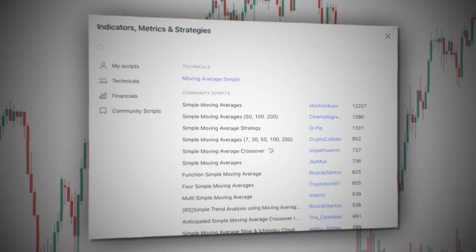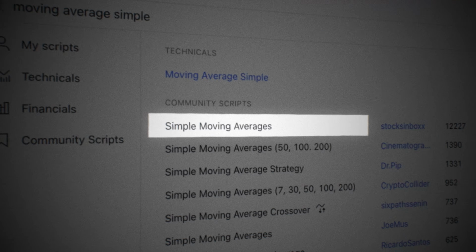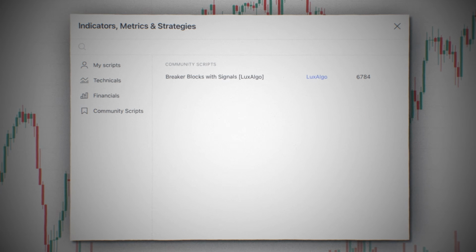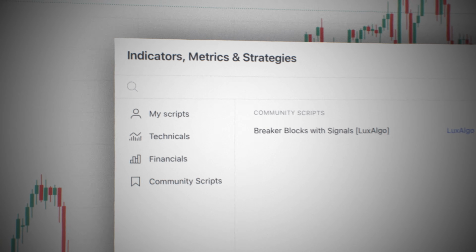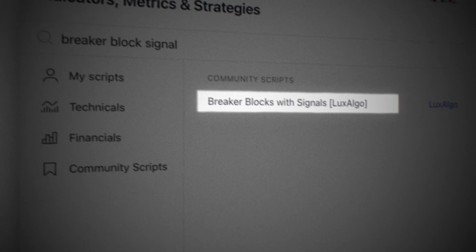To access it, click on the Indicator tab and type out Moving Average Simple and click on the first one you see. The second indicator we'll be using for the strategy is the Breakerblock indicator. To add this indicator to your chart, revisit the Indicator tab and type in Breakerblock with signals. One should pop up, click it.